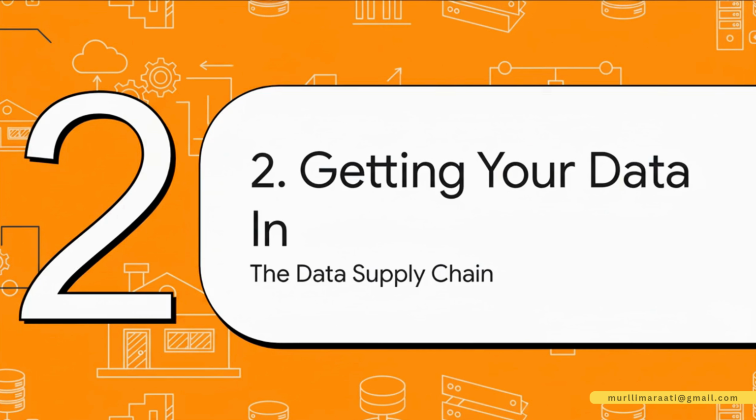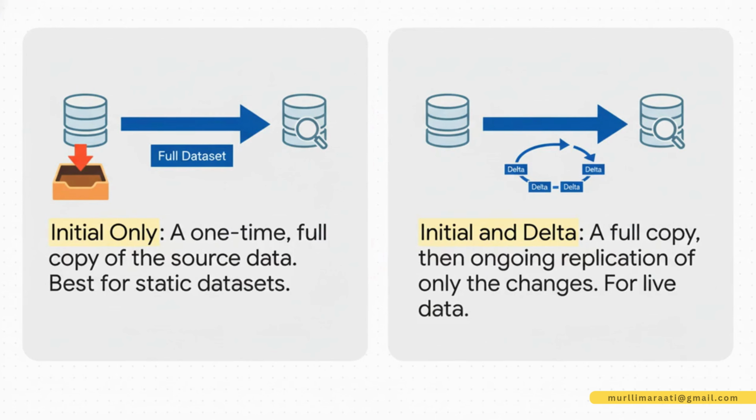All right, so we've got the blueprint down. We understand the structure. Now for the next logical question. How do we actually get the raw materials, our data, into the workshop? One of the first big decisions you have to make is how you're going to bring that data over. You've got two main flavors. Initial only is pretty simple. It's a one-time full copy, perfect for data that doesn't really change. But then you have initial and delta. This is the workhorse. It does a full copy once, and after that, it only grabs the changes. This is absolutely essential for keeping your data fresh from live operational systems.